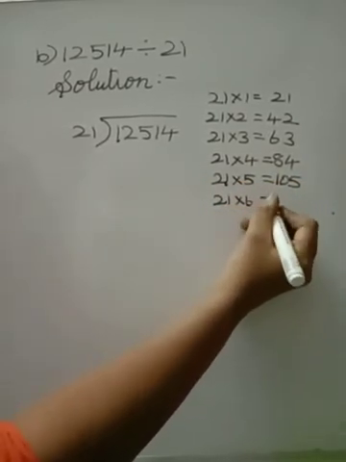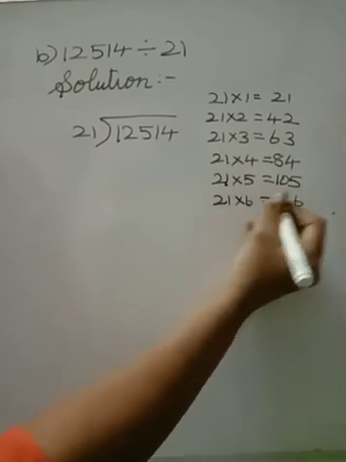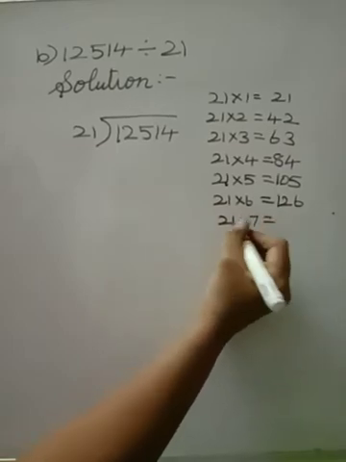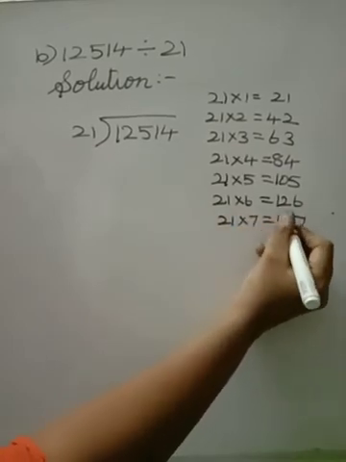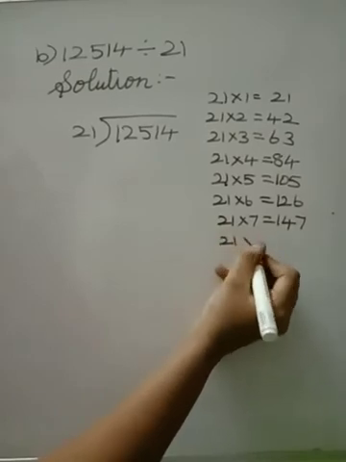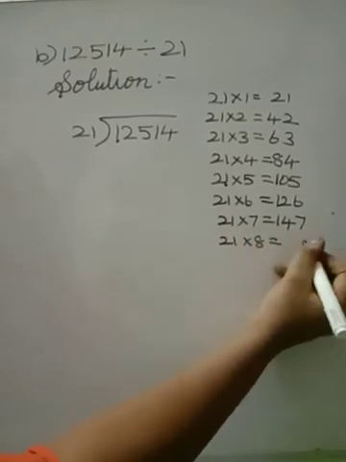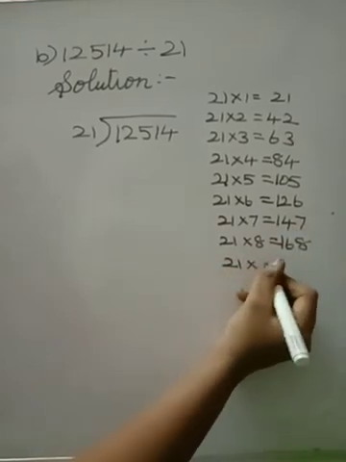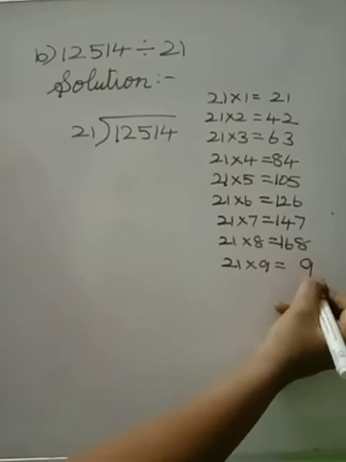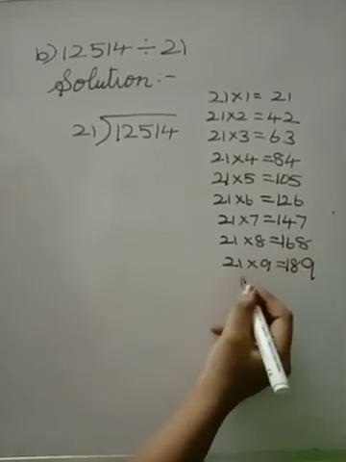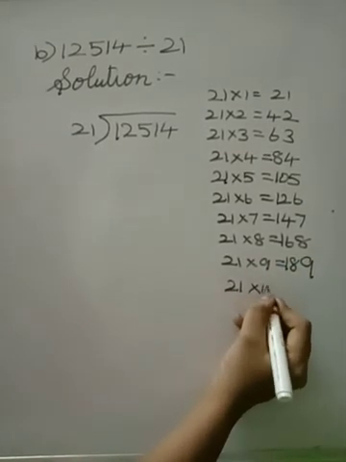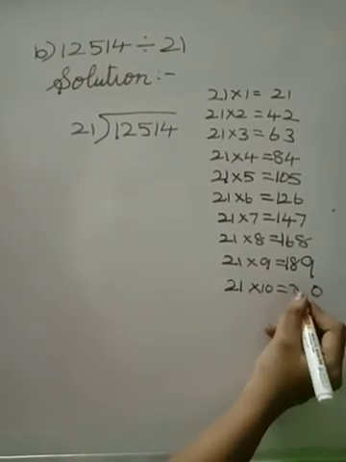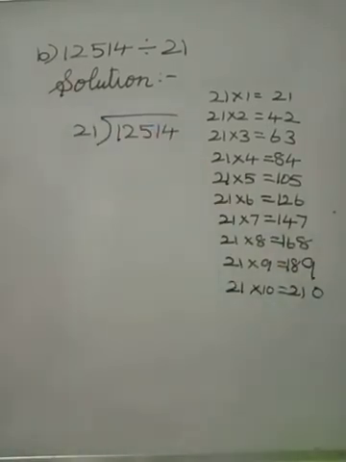21 into 6: 6 ones are 6, 6 twos are 12, so 126. 21 into 7: 7 ones are 7, 7 twos are 14, so 147. 21 into 8: 8 ones are 8, 8 twos are 16, so 168. 21 into 9: 9 ones are 9, 9 twos are 18, so 189. 21 into 10: 0, write the 0 as it is, and 21 ones are 21. So the answer is 210.